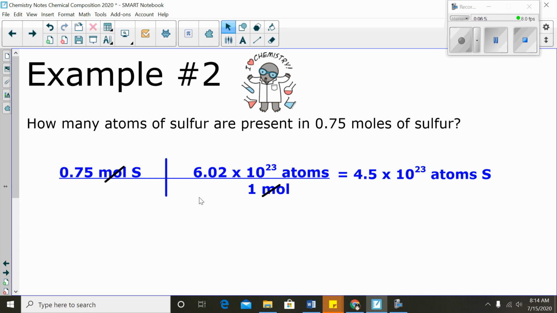Now, to solve this in the calculator, you will multiply across, right? Because the numbers are next to each other. So you'll take 0.75 and multiply it by 6.02, hit the EE key to the 23rd, and then make sure you round your answer to have 2 significant figures because that's what was in the problem. So my answer is 4.5 times 10 to the 23rd atoms of sulfur. And you can see that this is slightly less than the 6.02 because I don't have 1 mole. 0.75 is less than 1 mole.